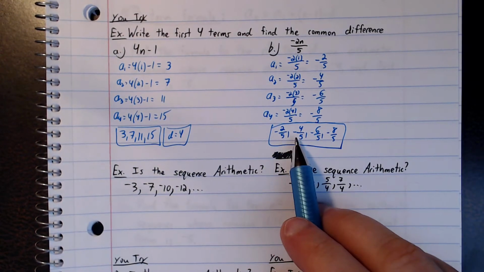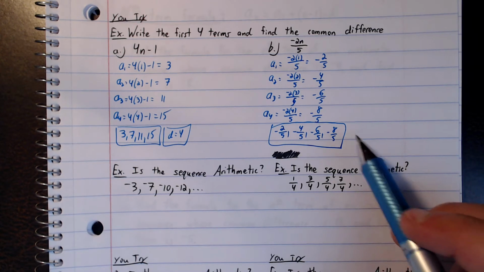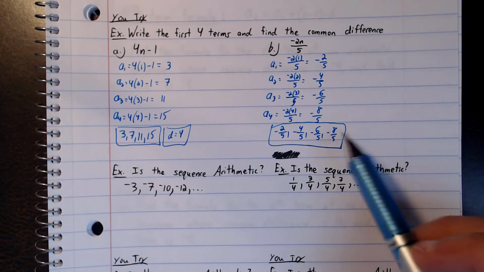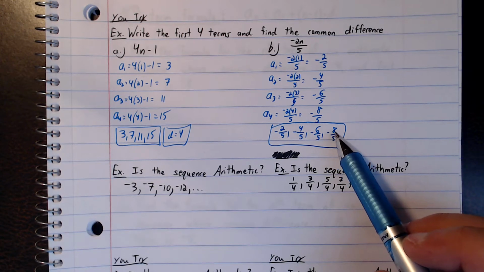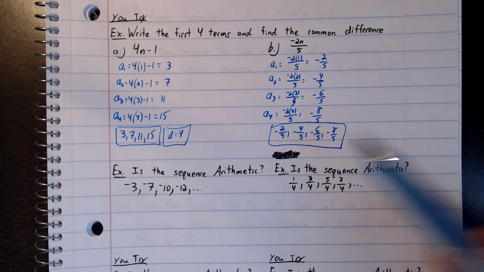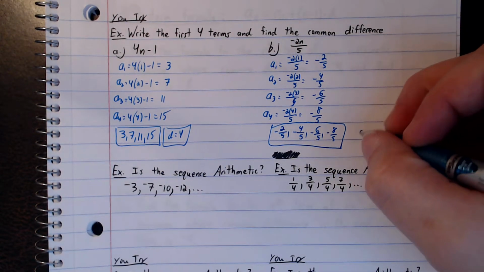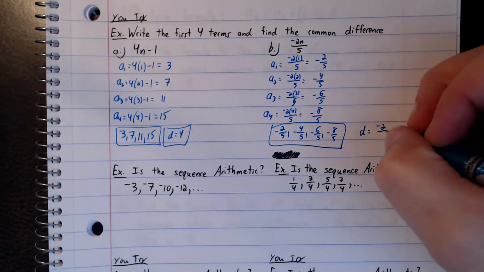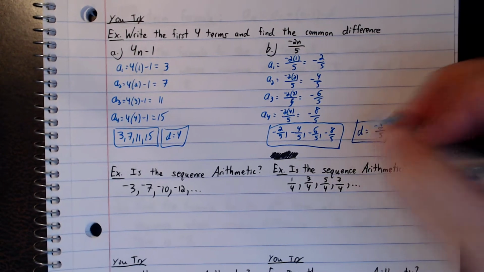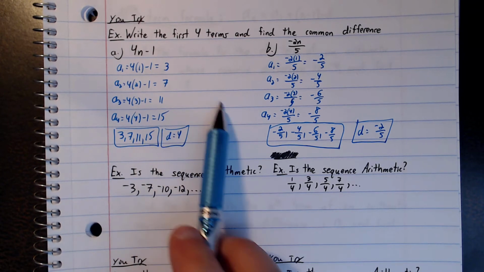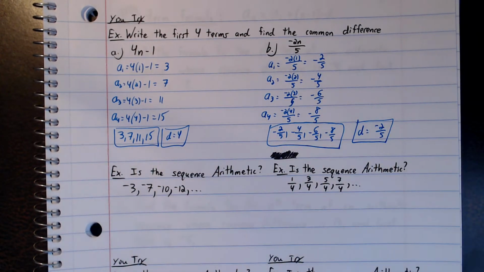Hopefully you got these: negative 2, 4, 6, and negative 8 over 5. And the common difference, well, negative 8 over 5 minus negative 6 over 5, so that's a double negative, that's adding. So negative 8 plus 6 would be negative 2 over 5. So that's your common difference. By the way, if at any point with any of these you need to do the subtraction on the side, go for it. There's no reason not to.